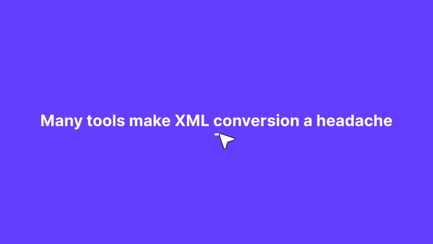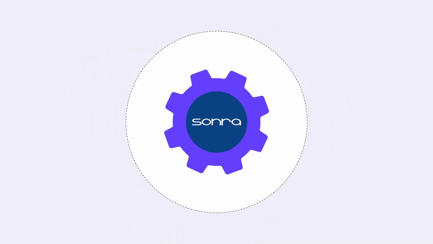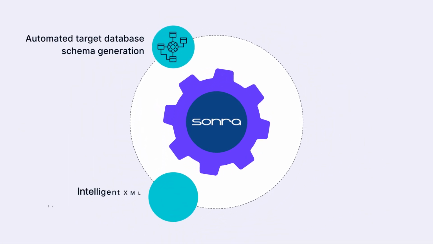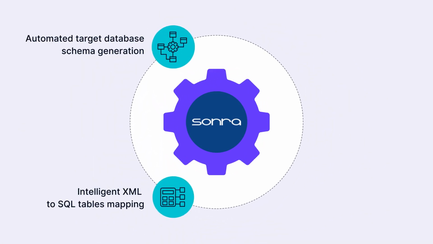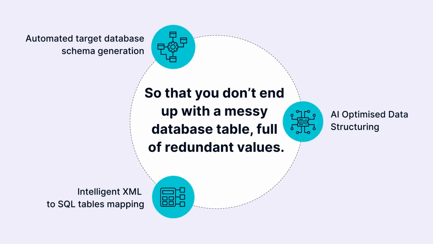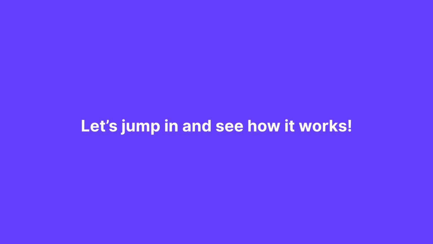Many tools make XML conversion a headache, but Flexter Online simplifies the process with automated target database schema generation, intelligent XML to SQL tables mapping, and AI-optimized data structuring, so that you don't end up with a messy database table full of redundant values. Now, let's jump in and see how it works.